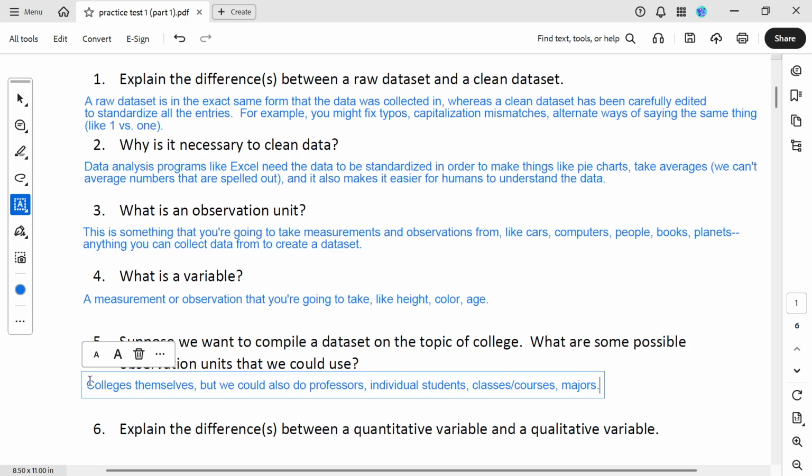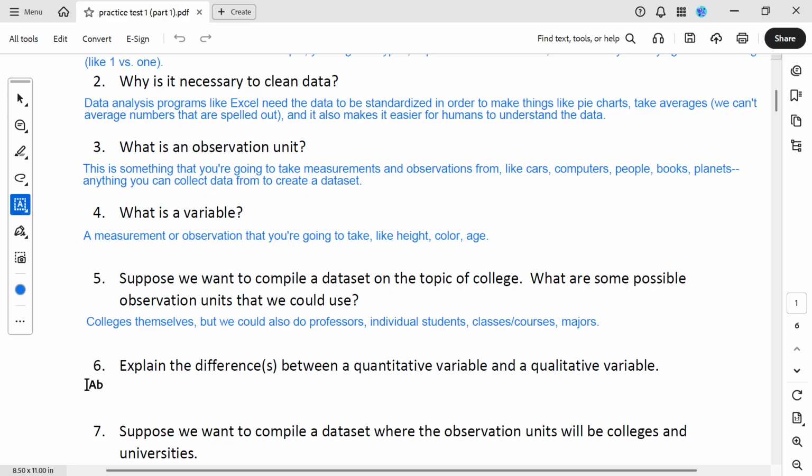So we could have a data set where the rows are colleges, and then we could have variables like number of students, tuition, stuff like that. We could have a data set where the rows are professors, and then we would have variables like maybe how many classes they teach, how long they've been teaching, what subject they teach. But these are all different ways of doing a data set about college.